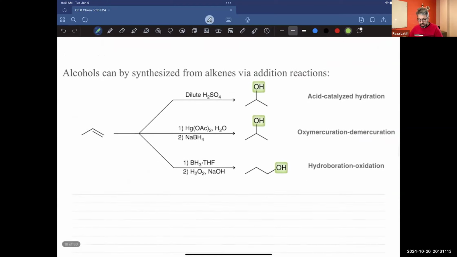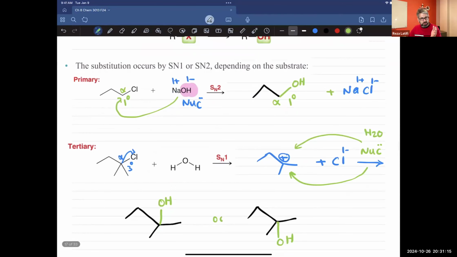Okay. Now, as you saw, the first one was a primary alkyl halide, and I got a primary alcohol. The second one was a tertiary alkyl halide, and my alcohol is a tertiary alcohol. And how about the secondary alcohol?